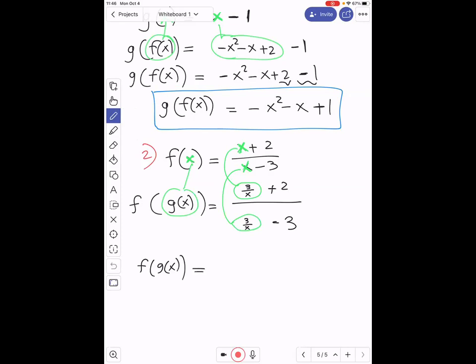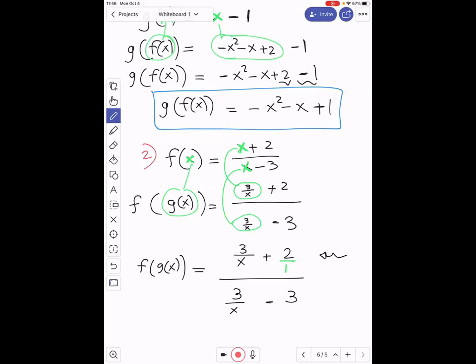So this f of g, it's the 3 over x plus 2. That's the numerator, and the denominator, it's the 3 over x minus 3. All right. Now, guys, in the top, as you can see, we have the sum of 3 over x, that's a fraction, plus 2, it's a whole number. Now, the thing is, you can make the 2 look like a fraction. So 2 over 1 is just the same thing, it's 2, right? Now, we have the sum of 2 fractions, so then you need the common denominator, right?